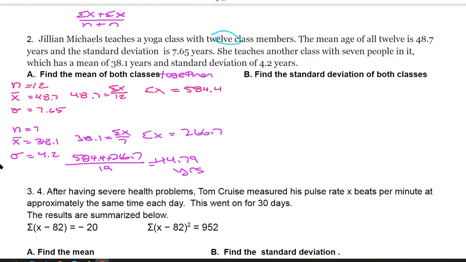You need the sum of both of the x's, and either they're going to give it to you or they're going to give you some way to figure it out. Now, in part B, they want to find the standard deviation of both classes, and again, together.